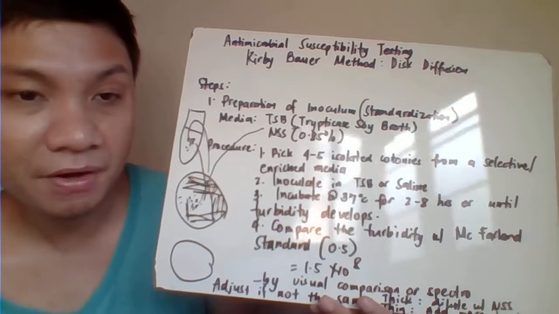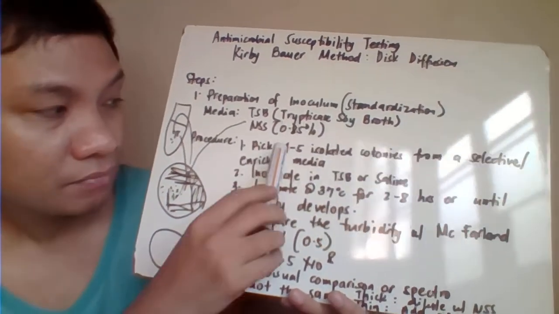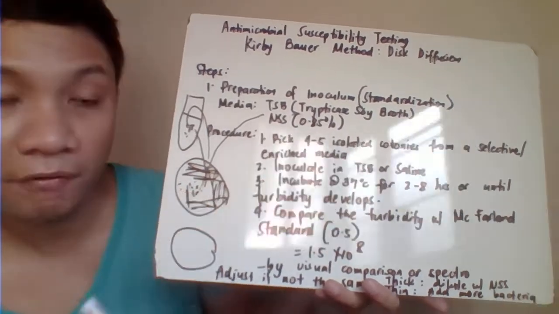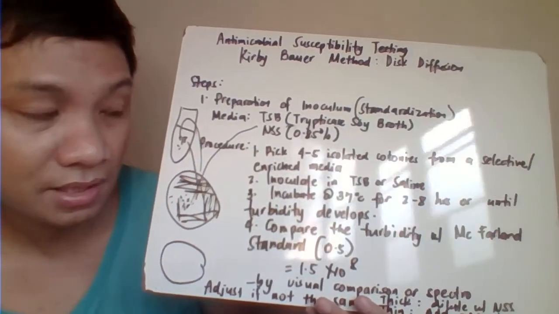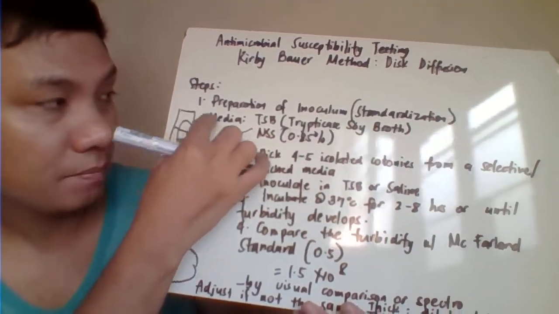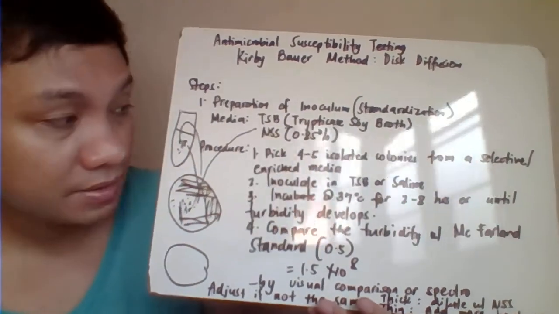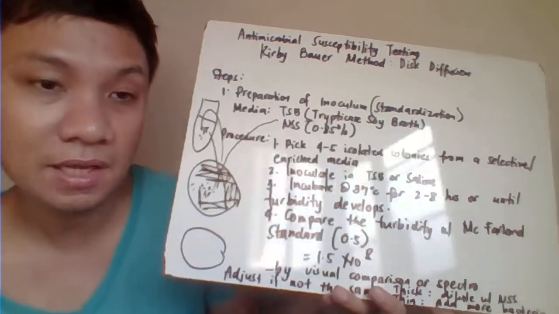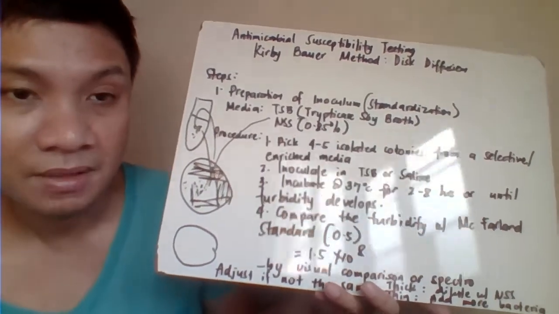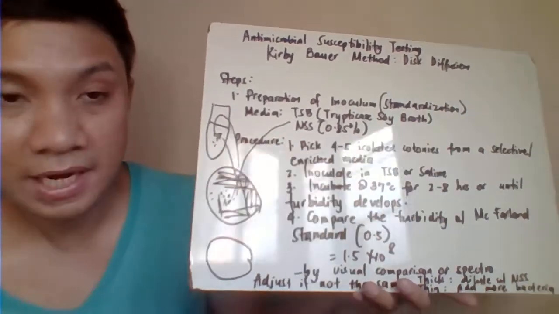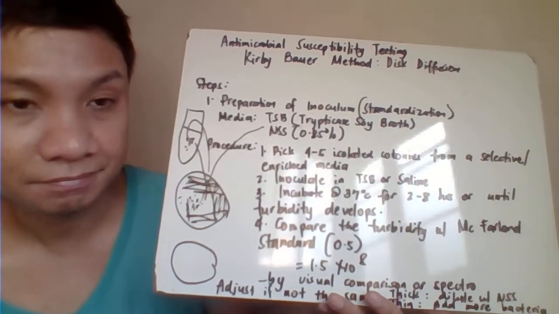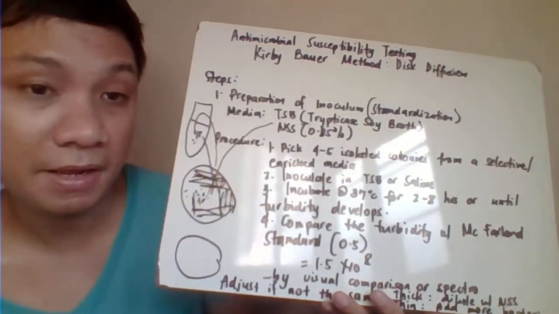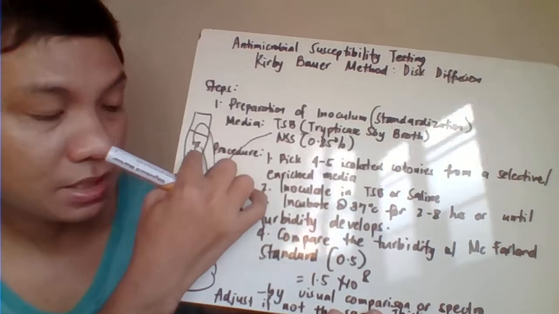And then try to observe here for the growth. Okay, so approximately you try to pick 4 to 5 na isolated colonies. Transfer that one with your TSB or even your NSS. Okay, and then try to incubate at 37 degrees Celsius for 2 to 8 hours, until this one will develop turbidity. Pag naging turbid na ito, mean to say you have already nag-grow ng bacteria mo dito. From this one, nilipat mo dito.